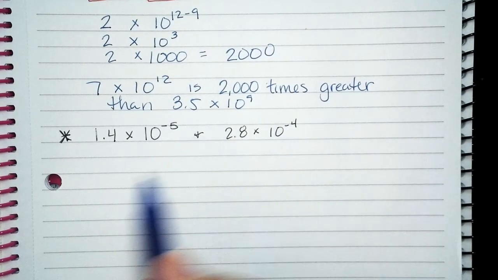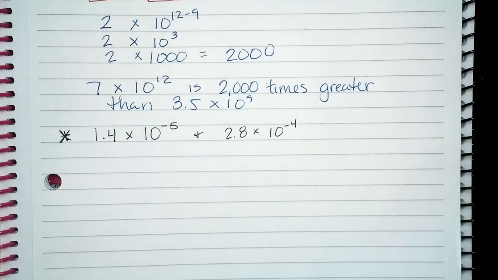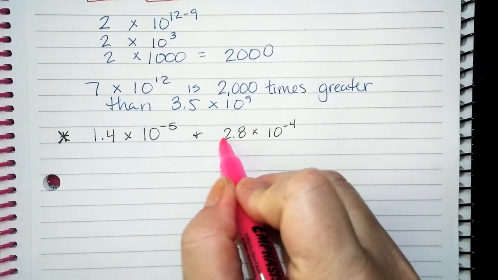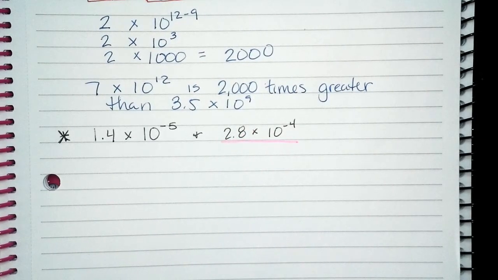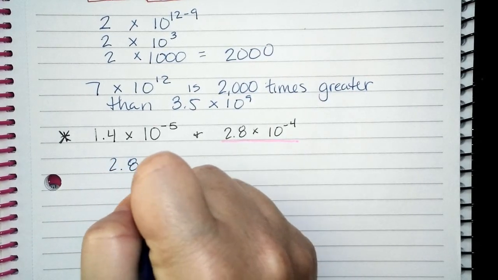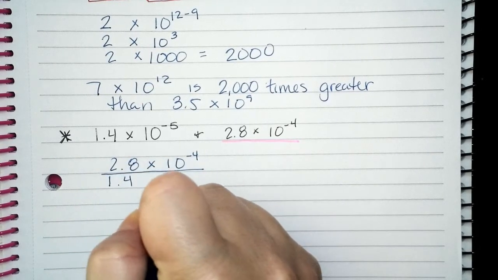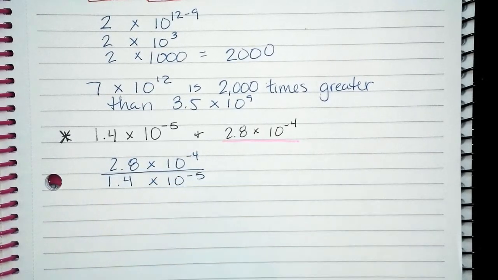In this situation, if we're looking at the exponents, we have negative 5 and negative 4. Negative 4 is going to be our larger number. So 2.8 times 10 to the negative fourth is our bigger number. That's the one that's going on top. Then we're going to divide it by 1.4 times 10 to the negative fifth power.